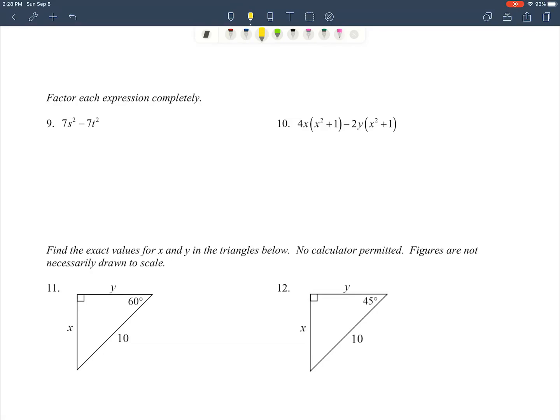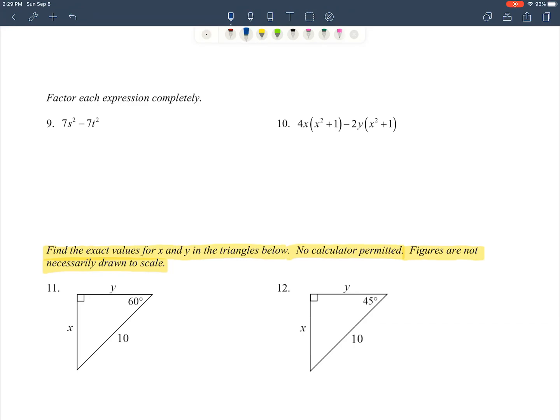All right, 11 and 12. Find the exact values for x and y in the triangles below. No calculator permitted. Figures are not necessarily drawn to scale. All right, so we look at the first one here.